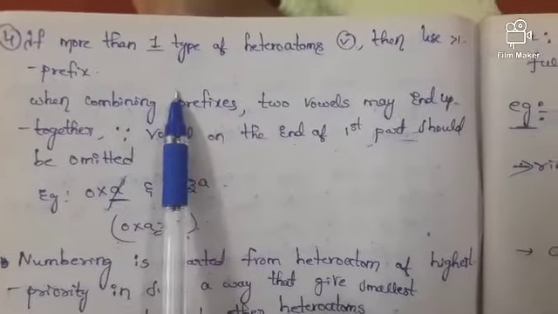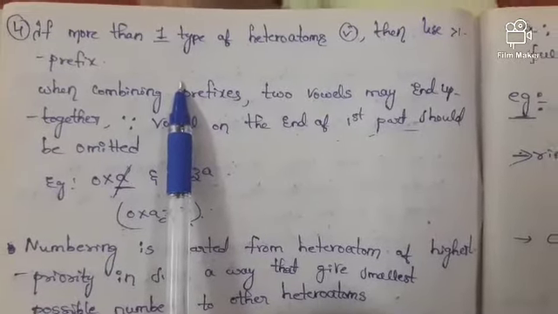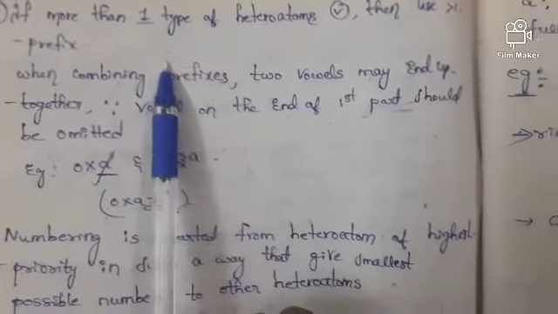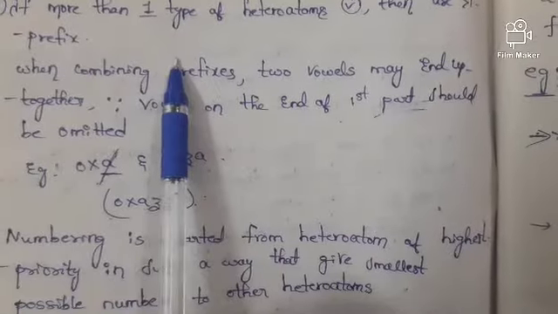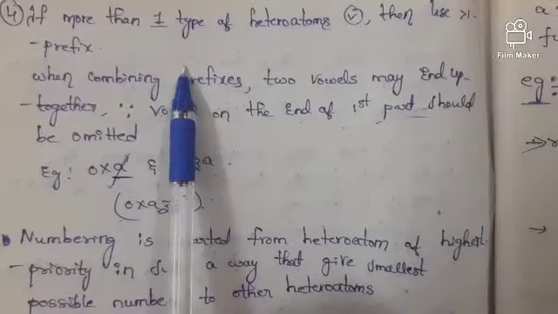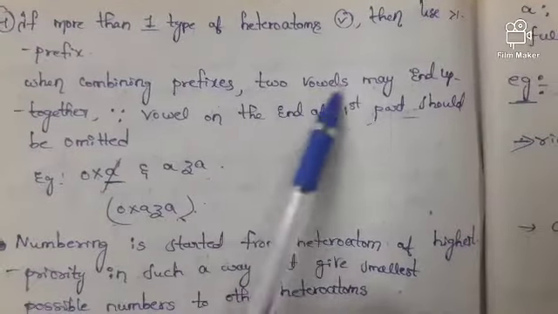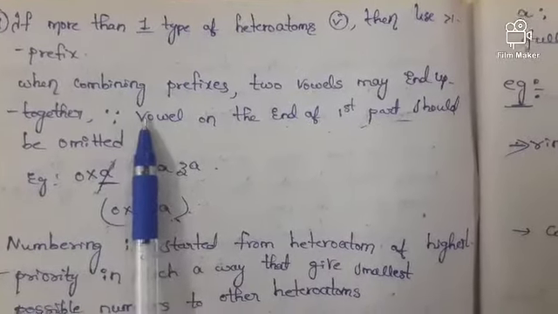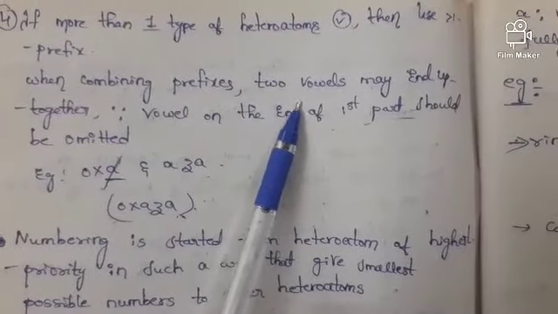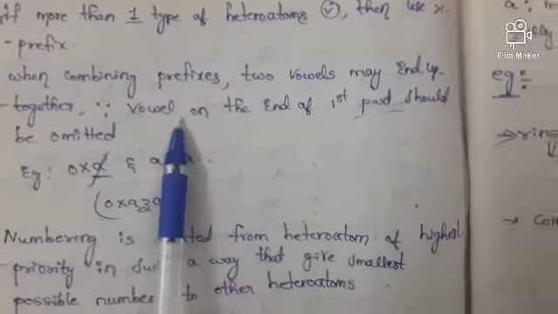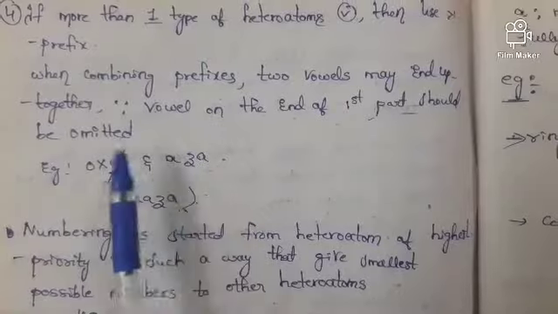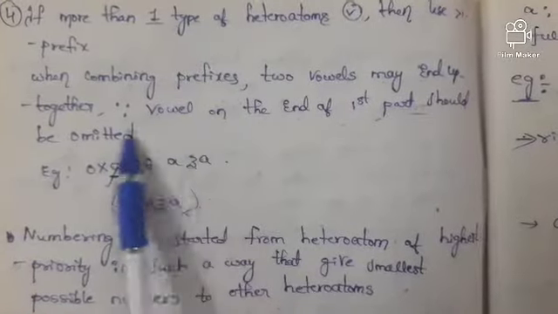Let me repeat this. If in the given ring more than one heteroatom is present, then we have to use more than one prefix. For example, if we have three different heteroatoms in the ring, we have to use three prefixes. Next, this is the most important point, try to focus on this. When combining the prefixes, two vowels may end up together. Therefore, the vowel at the end of the first part should be omitted. Try to observe this, then you will easily understand.